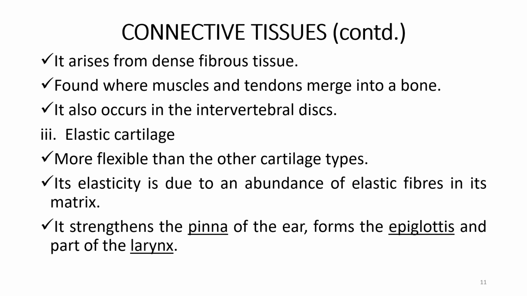Elastic cartilage. This one is more flexible than the other cartilage types. It is known to be elastic because it has an abundance of elastic fibers in its matrix. You find it in the pinna of the ear. It forms the epiglottis. The epiglottis is the structure that covers the windpipe when you want to swallow, so that food does not get into the place. And part of the larynx. What is larynx?